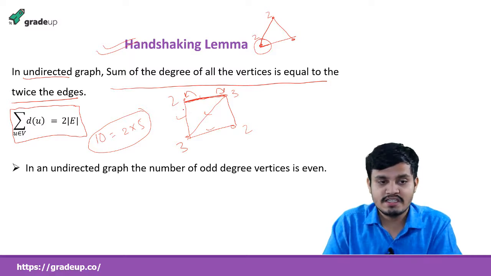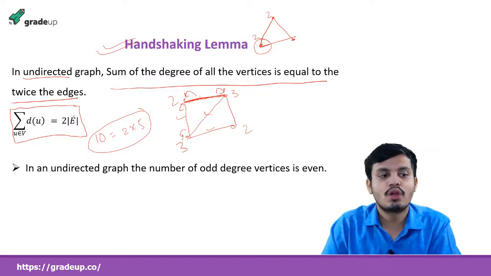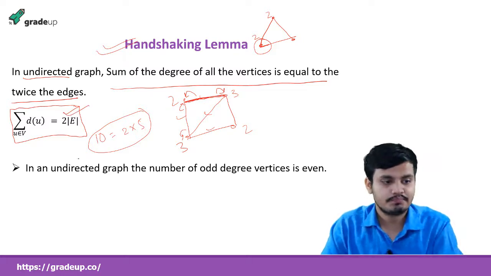So this edge is contributing a degree to that vertex, and this edge is contributing a degree to that vertex. That is why the sum of all degrees is equal to twice the number of edges, because every edge is contributing 2 times.